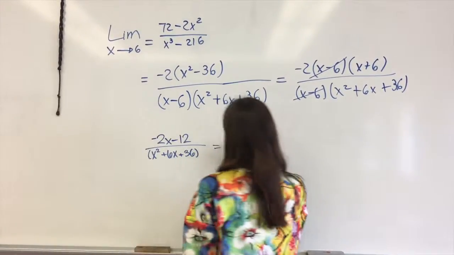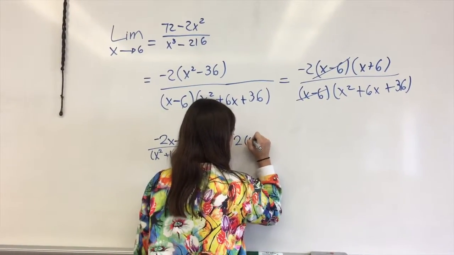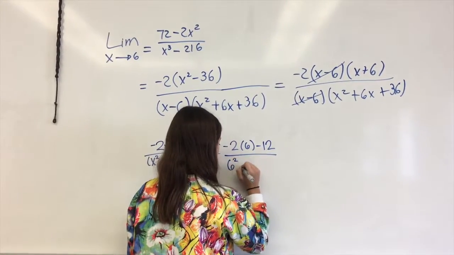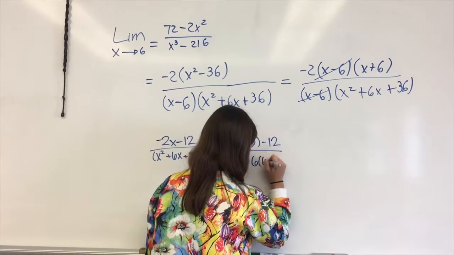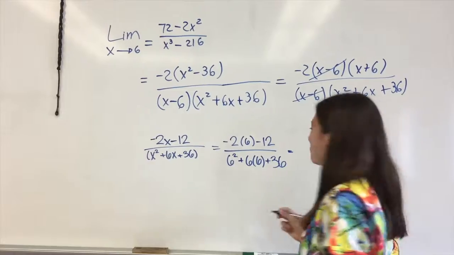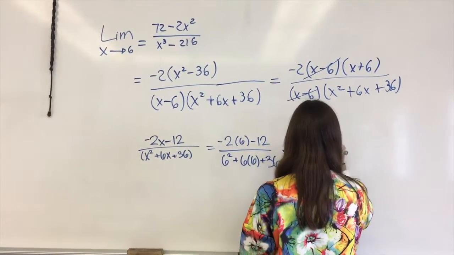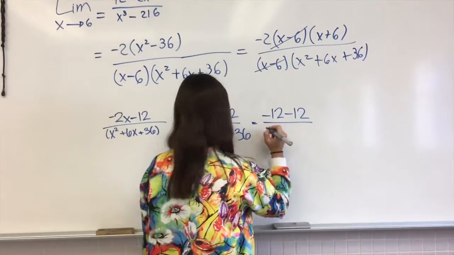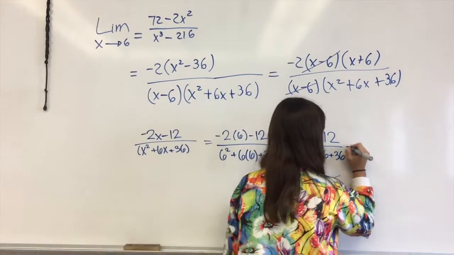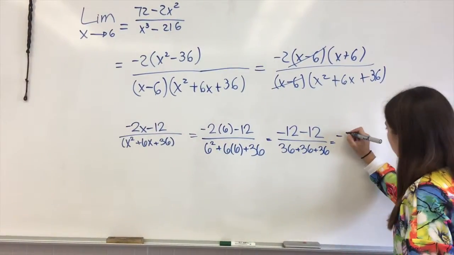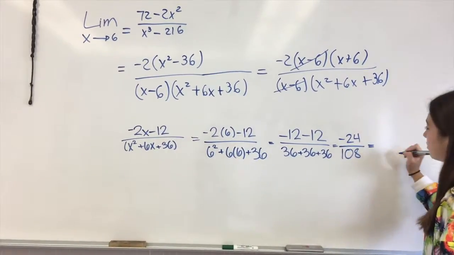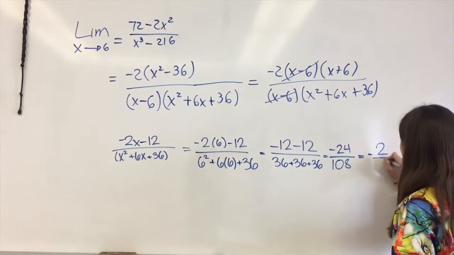So in this case, our problem will be negative 2 times 6 minus 12 over 6 squared plus 6 times 6. You should actually do the maths. So you will get negative 12 minus 12 over 36 plus 36 plus 36, which will give you negative 24 over 108, which is reduced to negative 2/9.